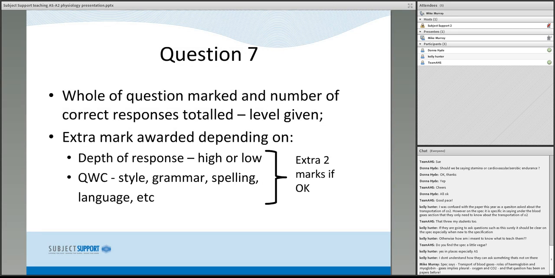AQA are quite restrictive in what they put in the spec, and they give guidelines to lunatics like me about what I can and what I can't put into the spec. The spec is not the best thing in the world. The best thing in the world for you guys is to look at past exam papers and use that resource. You'll find that really handy to use as a resource.